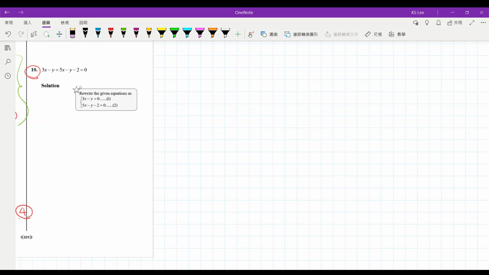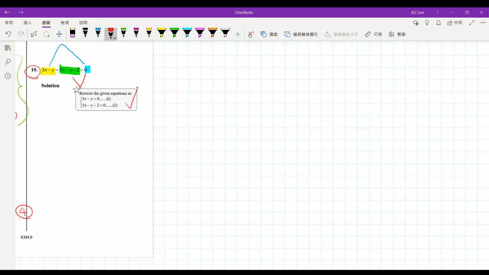For question number 10, although you can see that the question only includes one straight line, there are 3 parts. Here is the first part, second part, and my last part. So I want you to write down the 2 linear equations by taking out the first and the last part and taking out the second part and the last part. And so you can write down the 2 equations like this. And we can start our solution.